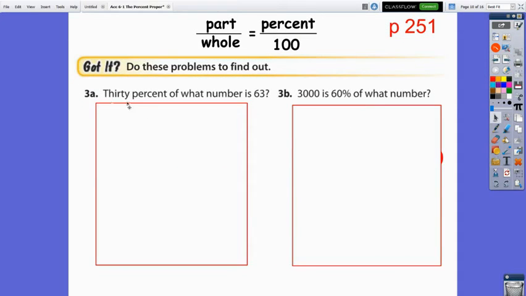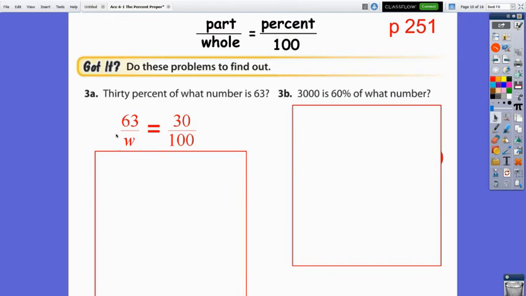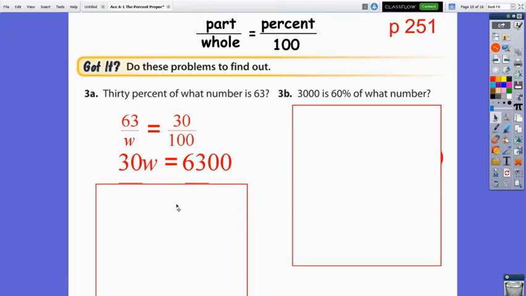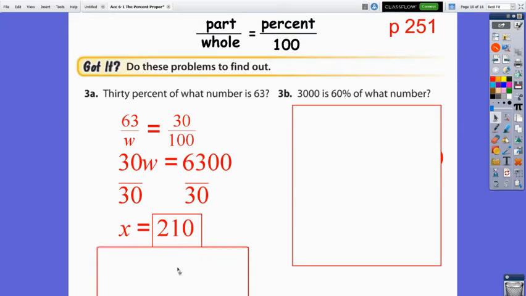4 of these for you to do. 30% of what number is 63? So 63 is 30% of what? 63 out of what equals 30 out of 100. Cross multiply. Divide by 30. W equals 210.